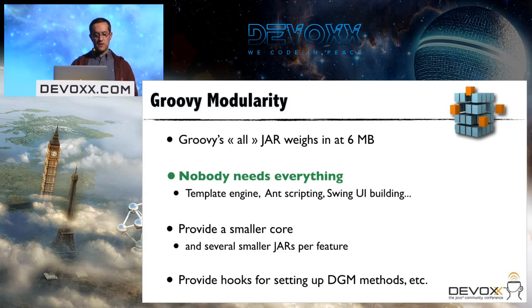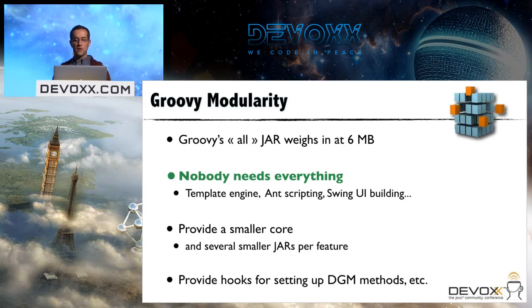So, first theme, the modularity. The Groovy all jar contains everything, because Groovy is not just a language, but also a set of APIs. So it's quite a big jar at 6 megabytes, and not everybody needs everything. For example, in the Groovy APIs, you have a template engine. You have some builders for creating Swing UIs, but if you're writing a servlet application, for example, you don't need all those Swing UI things.